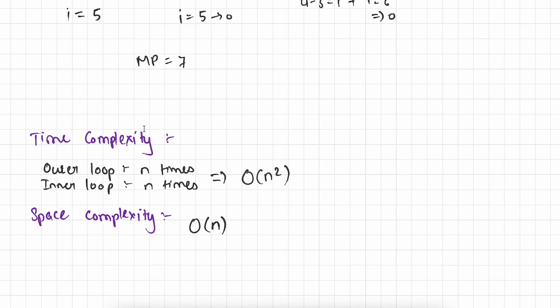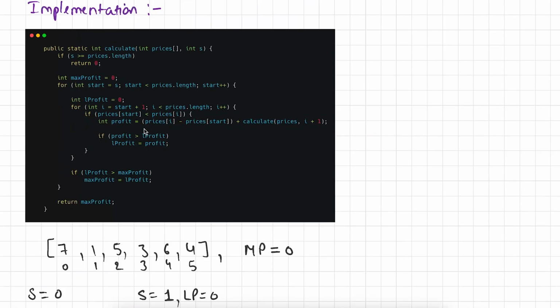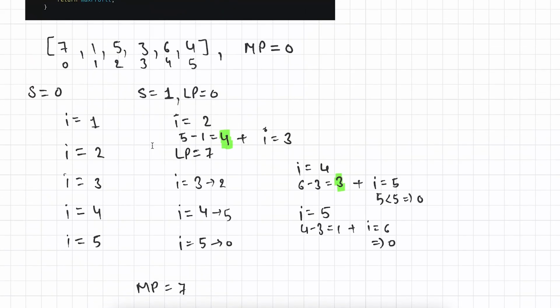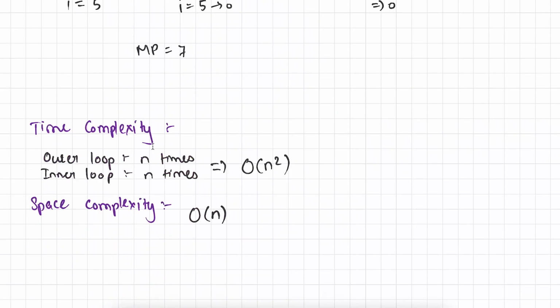So how many times is the outer loop running? As you can see, the outer loop is running from start till price.length, meaning n times. But what about the inner loop? In the worst case, the inner loop is also going to run n times only, right? So the time complexity comes out to be n cross n, that is big O of n square.